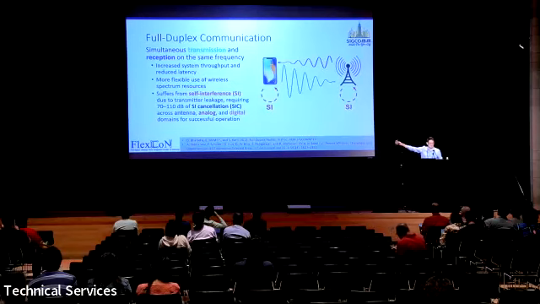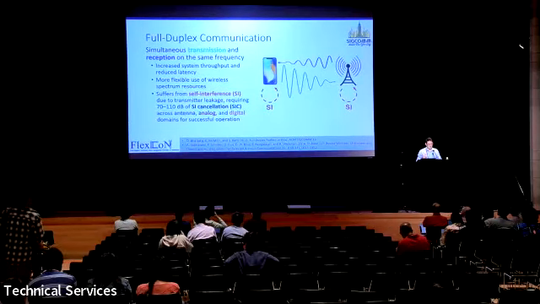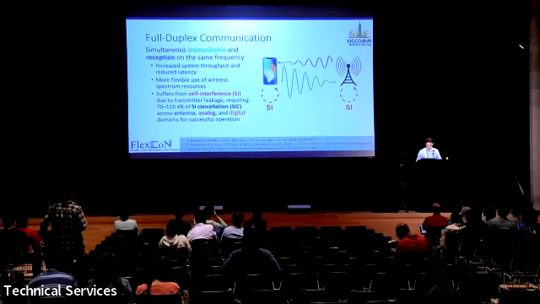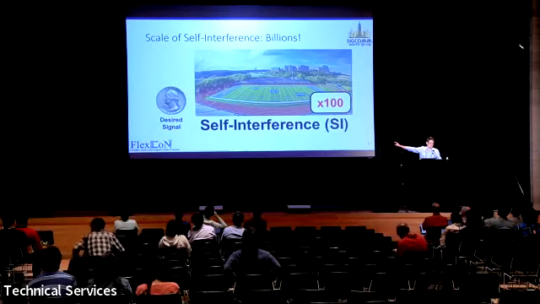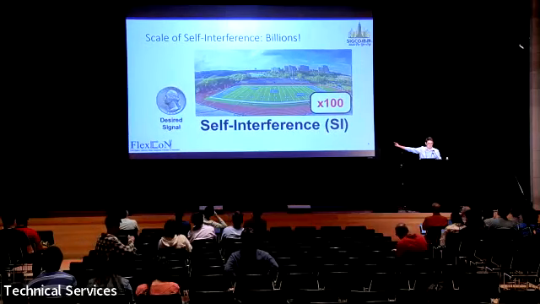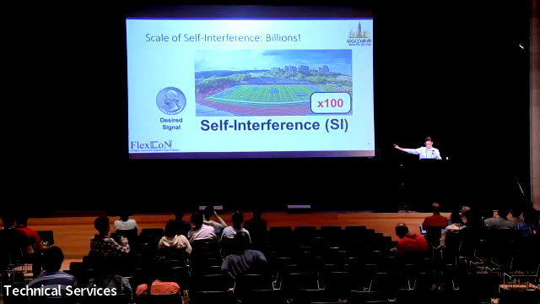How bad is this? You've got some numbers on the screen, but to really drive the point home, if the received signal you're looking for is the size of a quarter, your self-interference is going to be the size of 100 football fields. American, not European. So this is the challenge that we're dealing with here.